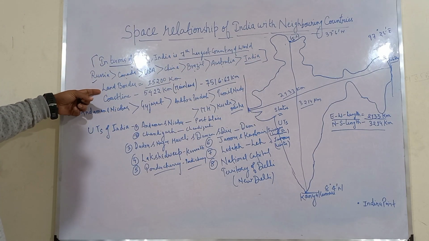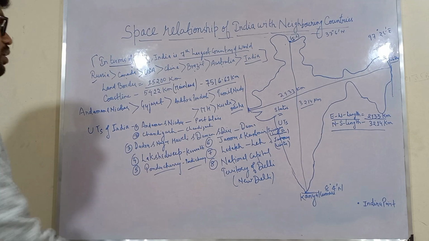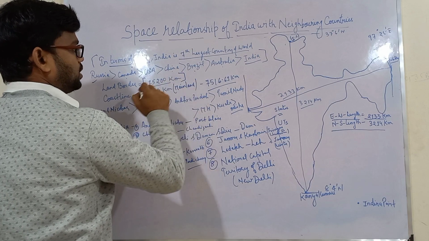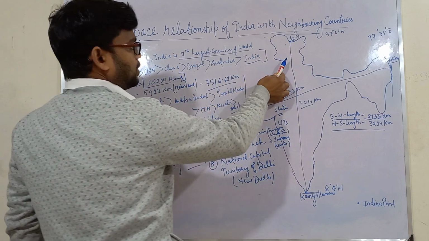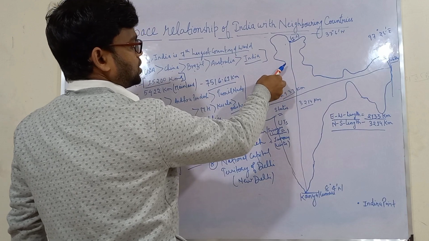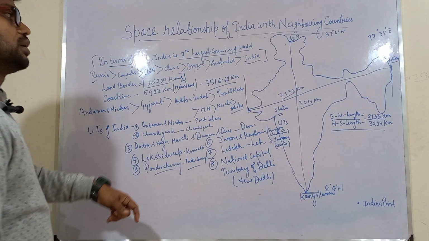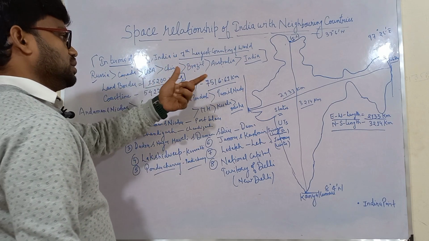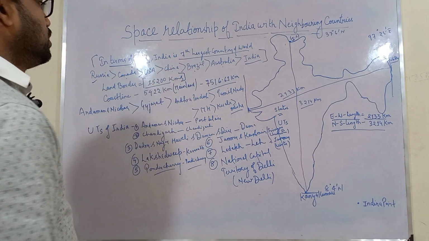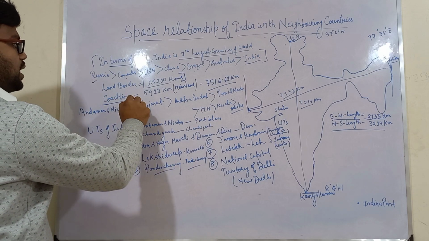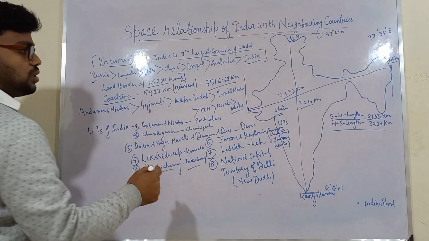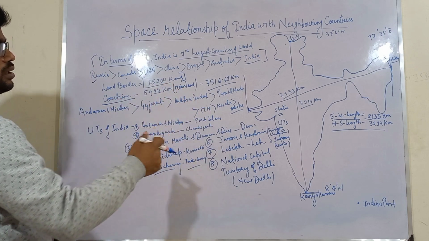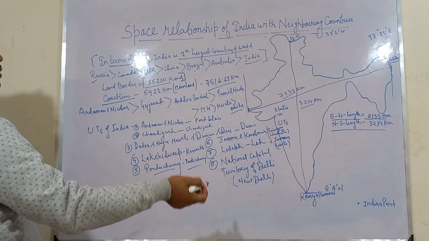Next we have land border and coastline. The land border of India is almost 15,200 kilometers. Land border here refers to the borders which India is sharing with its neighboring countries. Neighboring countries will be Pakistan, Nepal, Bhutan, China, Bangladesh, Myanmar and all. And coastline here actually refers to the boundary between land and water. Here in our case, land and ocean, the Indian Ocean.